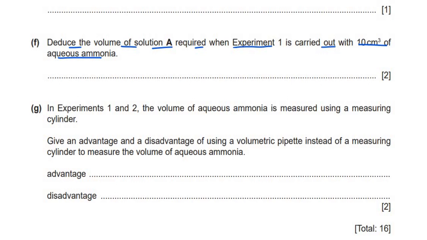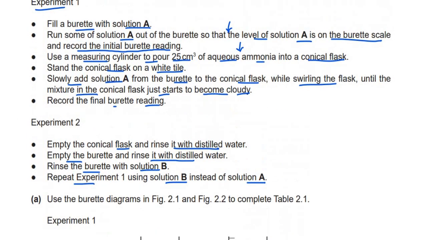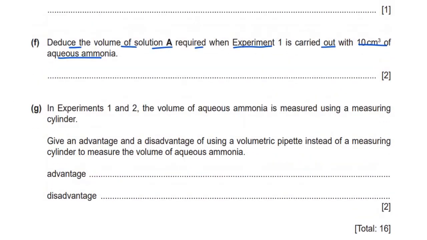ammonia. So before we answer, let's look at the process again and find out how much aqueous ammonia was taken. It's 25 cm³, and now we are taking 10 cm³. The simple solution is that if we are using 25 cm³ and we require 17.7, then how much will we require for 10? So we need to multiply 17.7 into 10 divided by 25, and we get the answer 7.1.